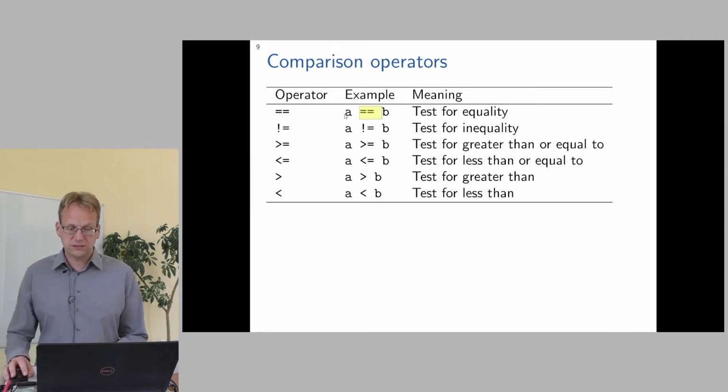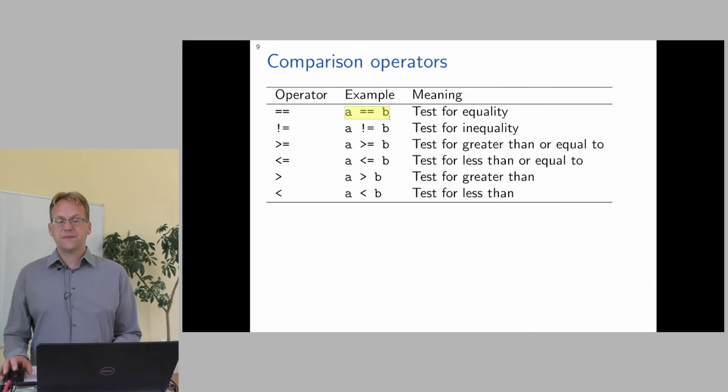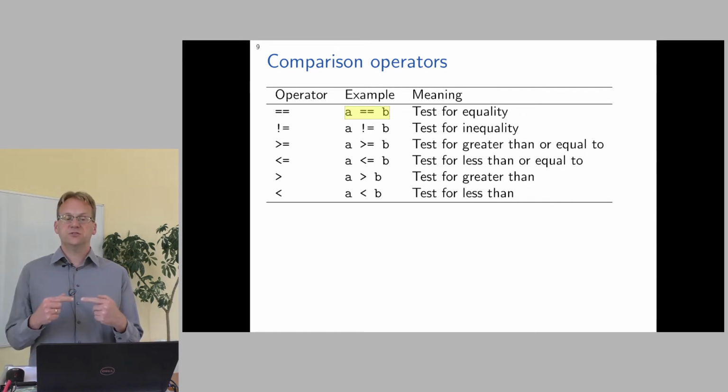So this whole expression here, this a double equal b, will be evaluated to true or false, depending on the values within these variables a and b. Whereas a with a single equal symbol, b, would be just an assignment. So the value of b would be assigned into variable a.